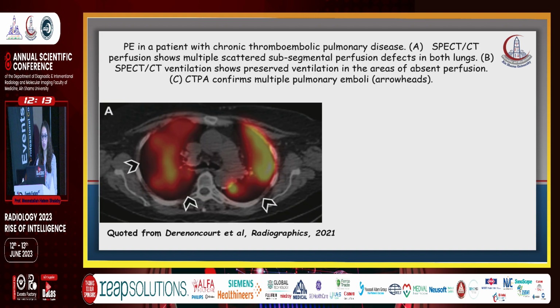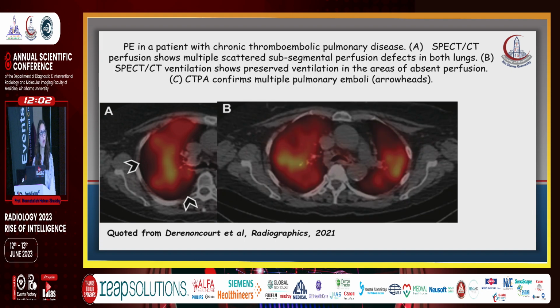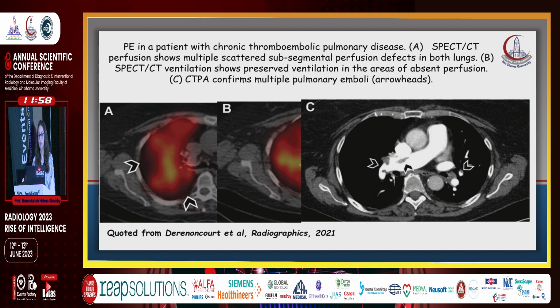This case is a patient with chronic thromboembolic pulmonary disease. The SPECT CT perfusion images show multiple scattered wedge-shaped perfusion defects, which was completely normal on the ventilation images. And the CT pulmonary angio confirms the presence of pulmonary embolism.